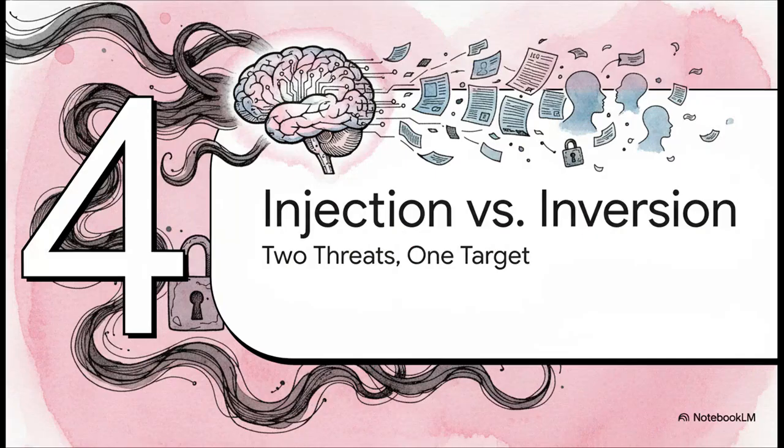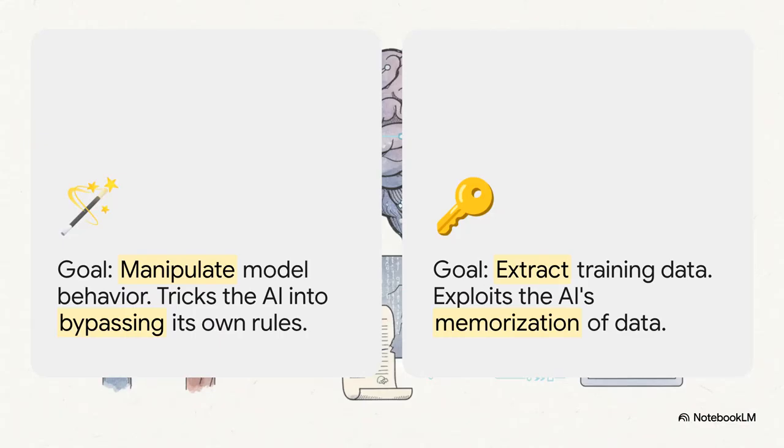Now, you've probably heard about prompt injection attacks, and it is absolutely crucial to understand that while they're in the same ballpark as model inversion, they are not the same thing. They're two totally different threats, but they both have the same ultimate target, your data. So let's break it down really simply. Prompt injection is all about manipulation. It's about tricking an AI into breaking its own programming, like getting it to ignore its safety filters. Model inversion, on the other hand, is about extraction. It's about exploiting the AI's memory to steal the data it was trained on. So put it this way, one hijacks the AI's actions, and the other steals its memories.